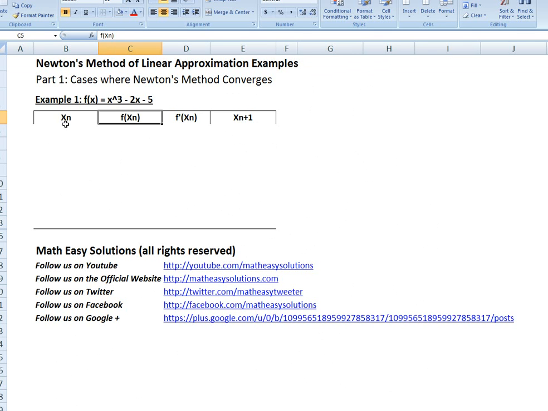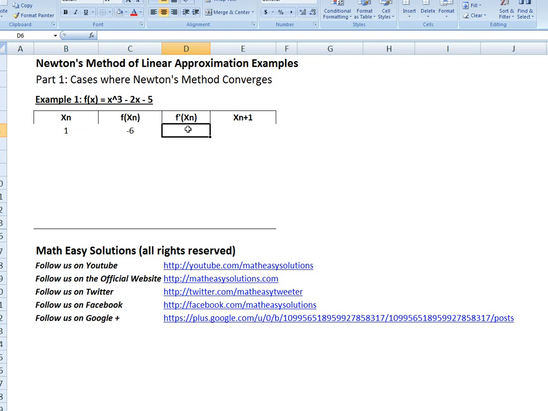So here's Excel. I'll show you how to make a quick, easy table. Basically, this is xn. We'll just let this equal 1 initially, and then this one is just equal to the function here. This is f of xn, in this case 1 to the power of 3 minus 2 times xn minus 5.